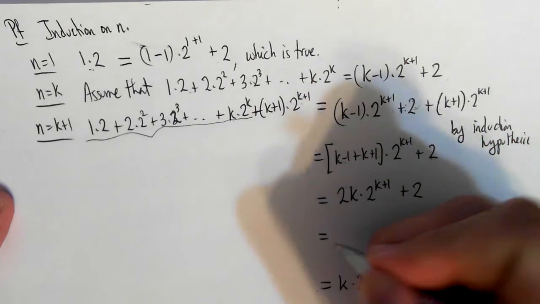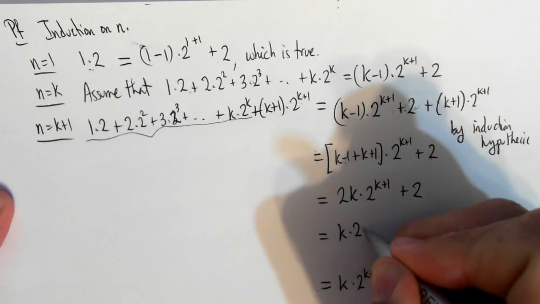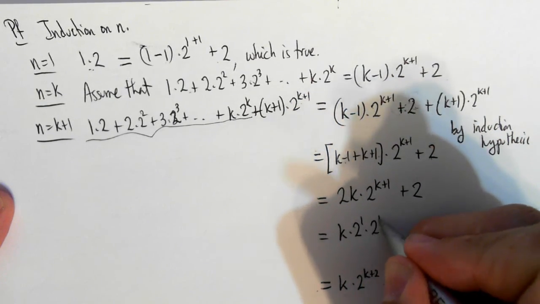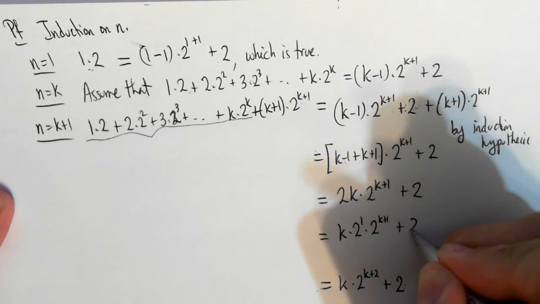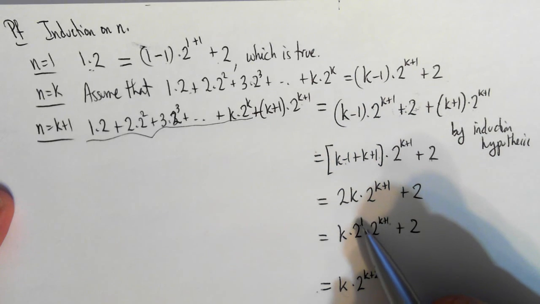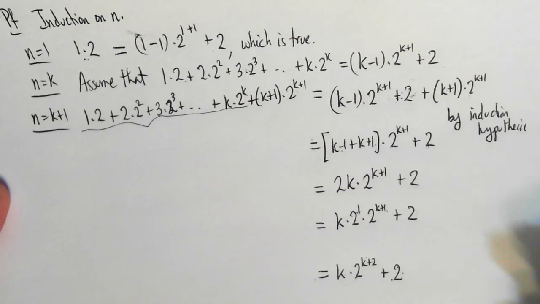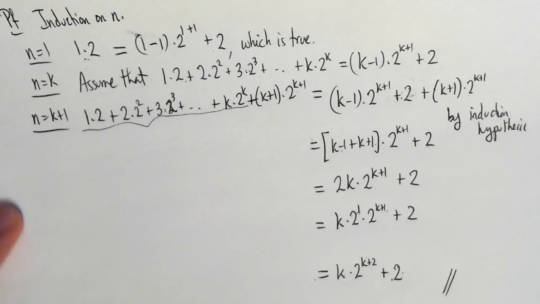Okay, so to finish this off, I notice that this is k times 2 to the first times 2 to the k plus 1 plus 2. And then combining the exponents, I can add. So 1 plus k plus 1 is k plus 2. And so I've ended at my target, and that is the end of the proof.